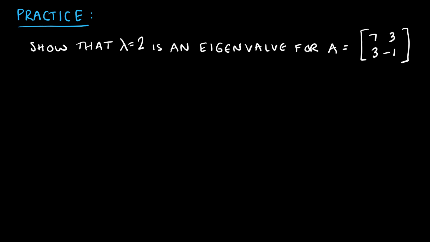So back to this question. This should be very similar to the last 2 questions that we did. I want you to show that lambda equals 2 is an eigenvalue or show that it is not. Once you are done, press play to see how you did.